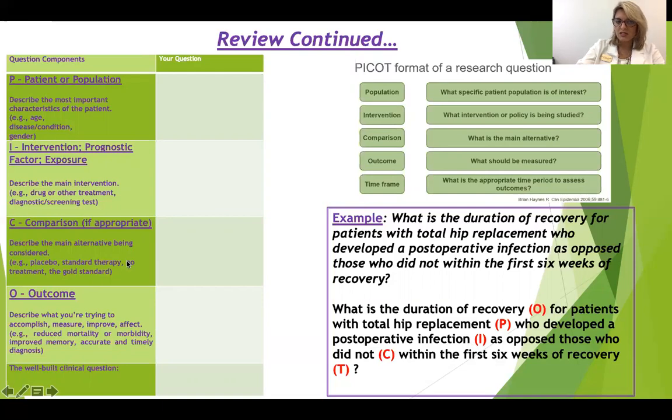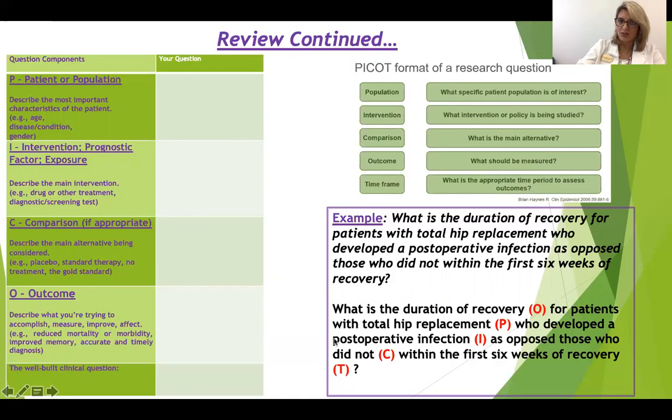Remember, comparison is not always in a PICO question, depends on the question. This one does have a comparison as opposed to those who did not. And then, of course, time. Within the first 6 weeks of recovery is the time here. And based on plugging in your information to your research topic within these 5 components, you can develop a well-built clinical question, okay?